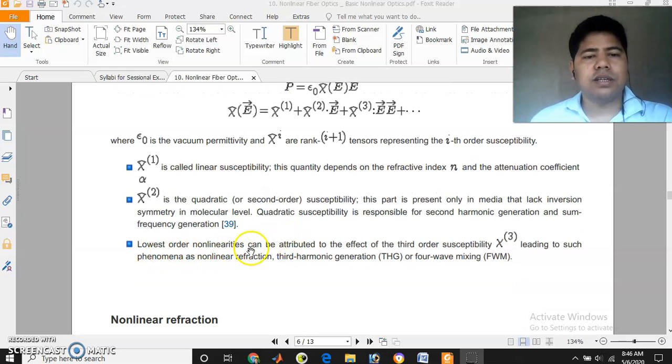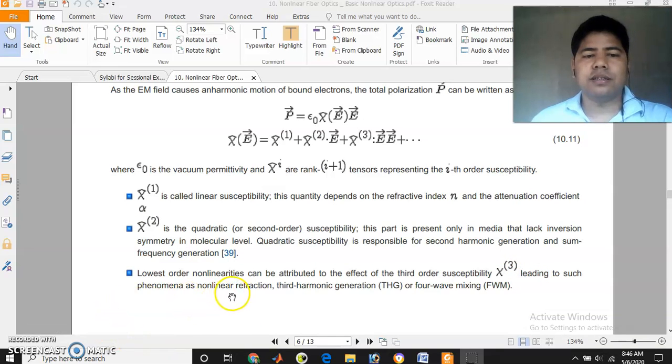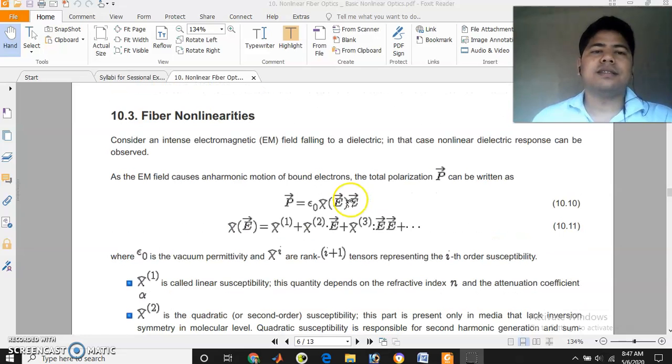And the lowest order nonlinearities can be attributed to the effect of the third order susceptibility Chi3, leading to phenomena such as nonlinear refraction, third harmonic generation, four-wave mixing, etc. This Chi3 is responsible for self-phase modulation, modulation instability, soliton generation, etc. Four-wave mixing, all those things are coming because of this Chi3. So these are the fiber nonlinearities.